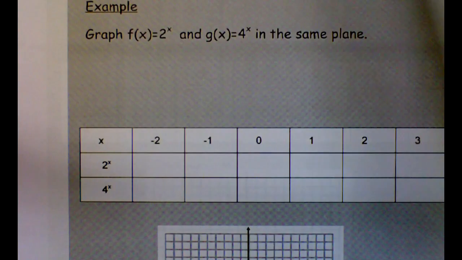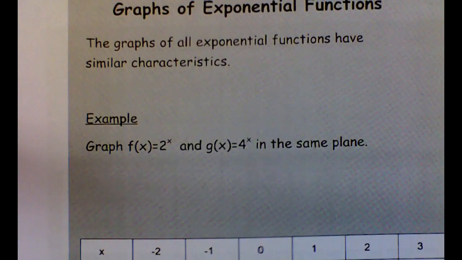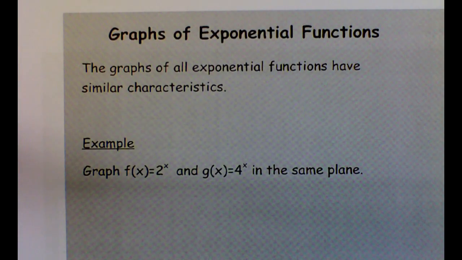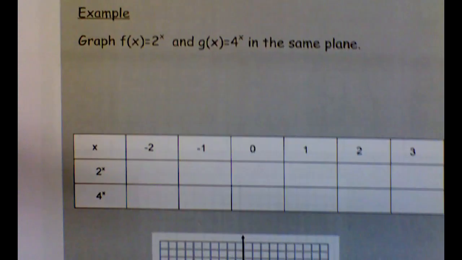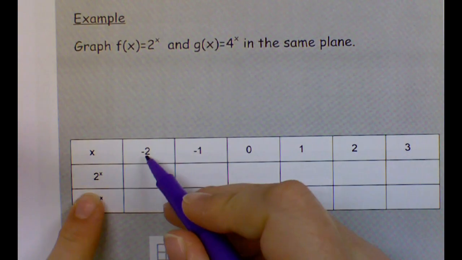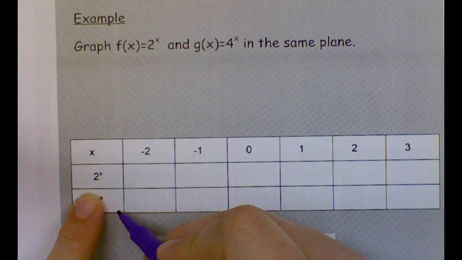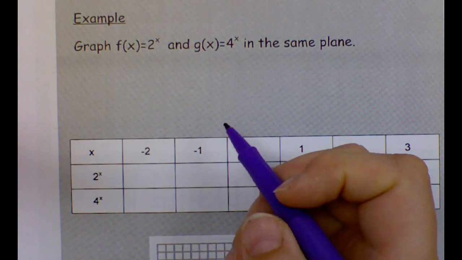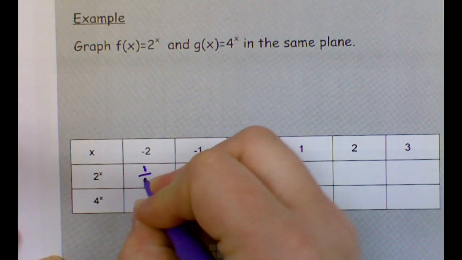All right, so graphs of exponential functions. All exponential functions have a few common characteristics, so let's look at those. If I graph 2 to the x power and 4 to the x power in the same plane, I'm going to first fill out a table of some coordinates for them. 2 to the negative second power. Remember, a negative exponent drops it to the denominator, becomes 1 over 2 squared, which is 1/4.